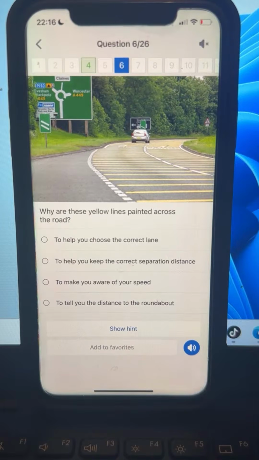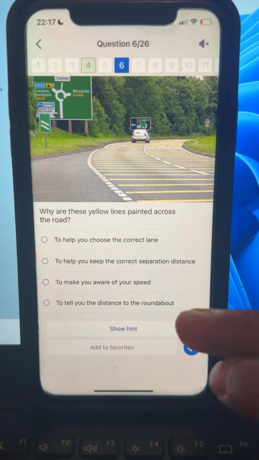Okay, so rumble devices are there to warn you about a hazard ahead, and they are there to make you aware about your speed as well. Yeah?